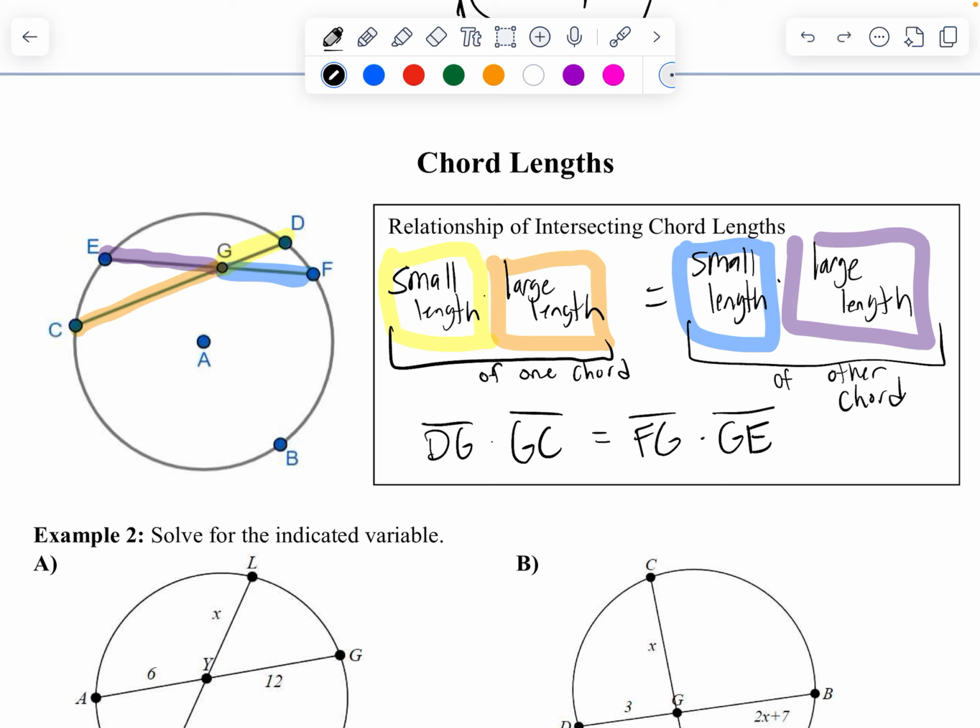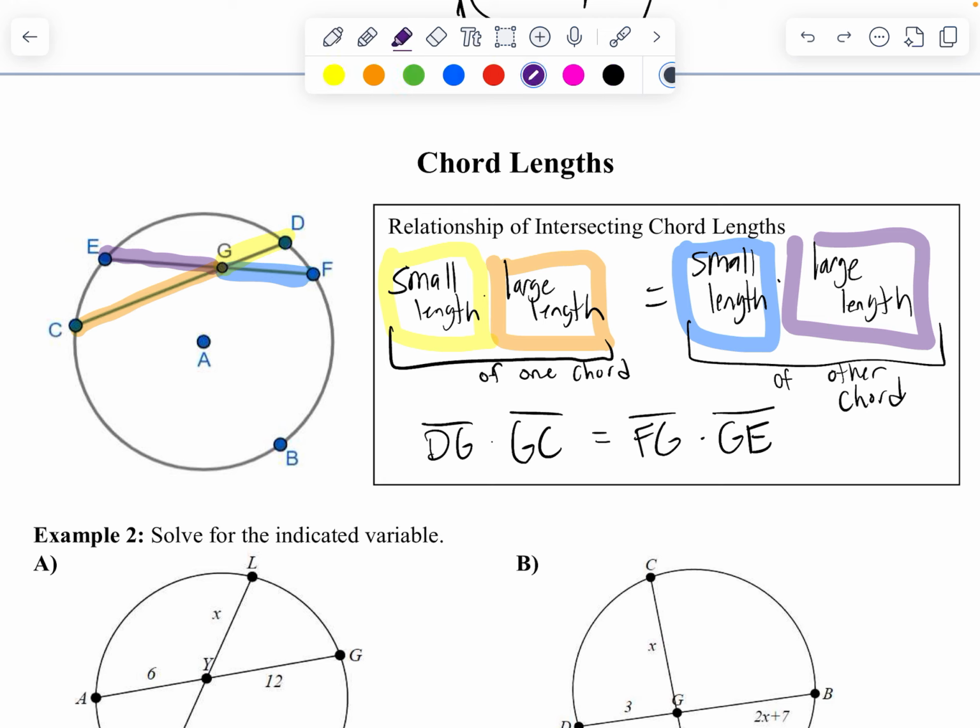And again, because it's multiplication, you can do large times small. You can go the other way. 2 times 3 is the same thing as 3 times 2, right? It's saying that the product of the two lengths of one chord is equal to the product of the two lengths in the other chord. That's all this is saying.